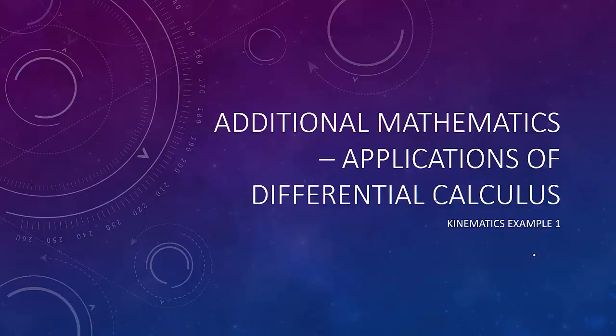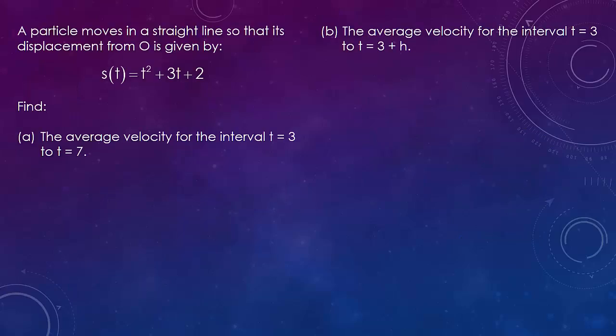Kinematics example 1. A particle moves in a straight line so that its displacement from O is given by s of t is t squared plus 3t plus 2. We want to find the average velocity for the interval t equals 3 to t equals 7.